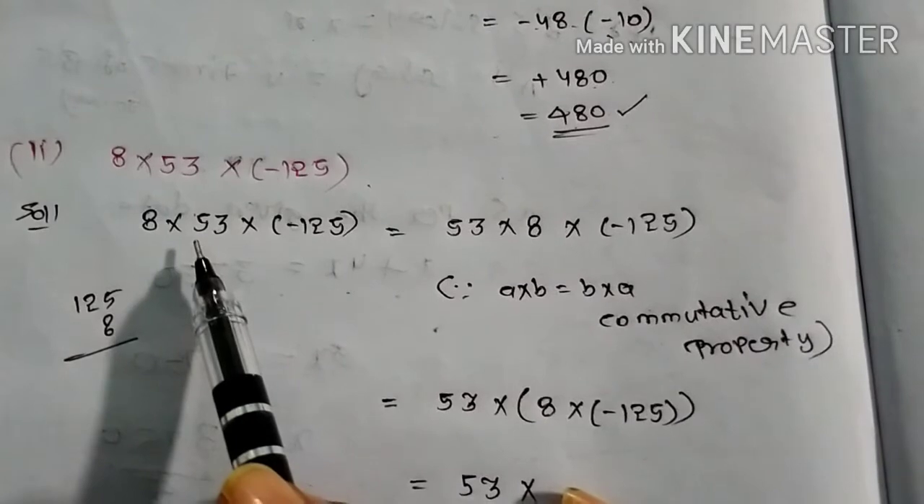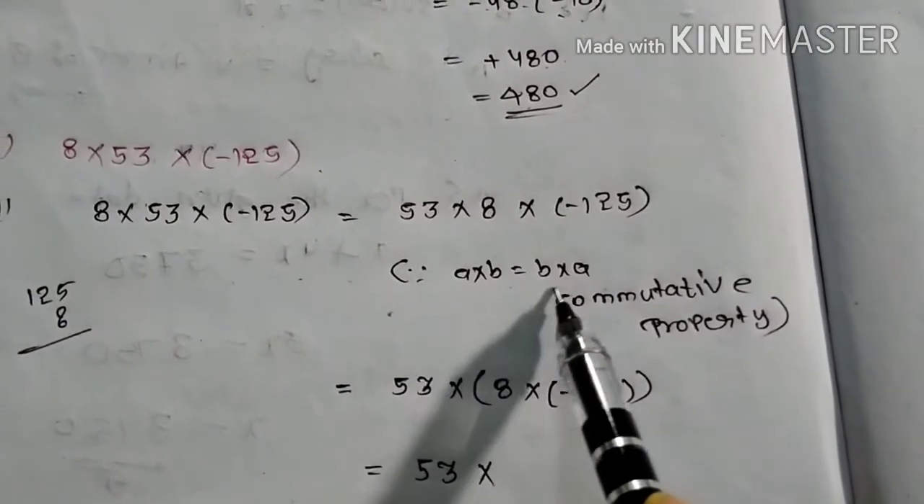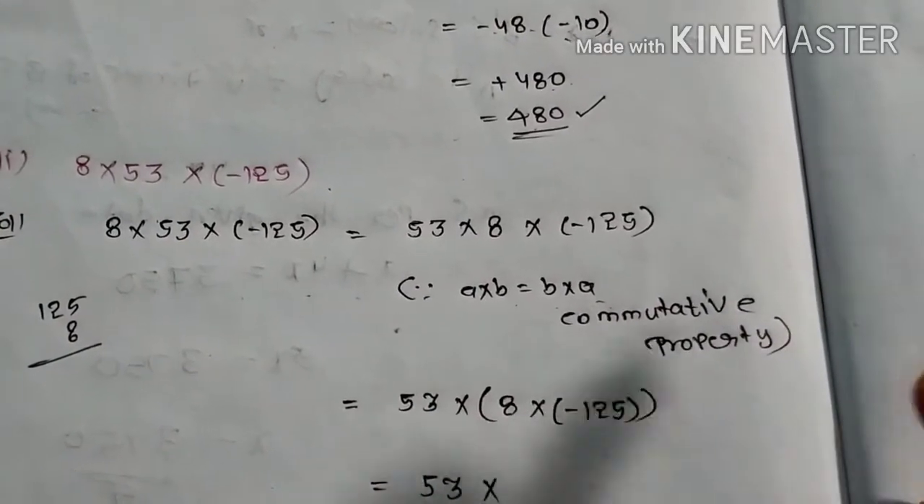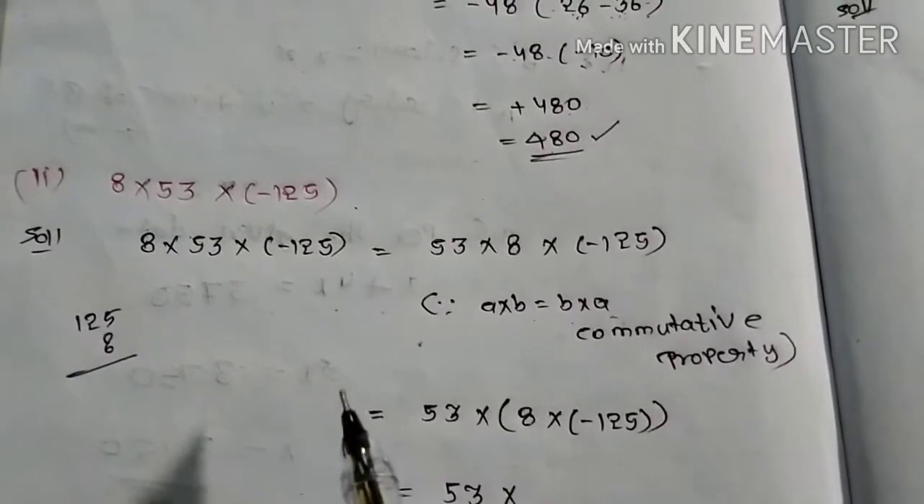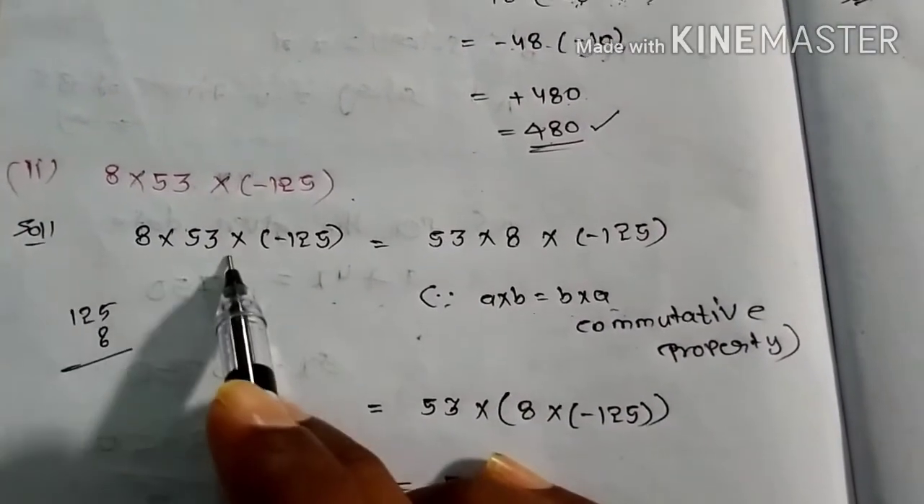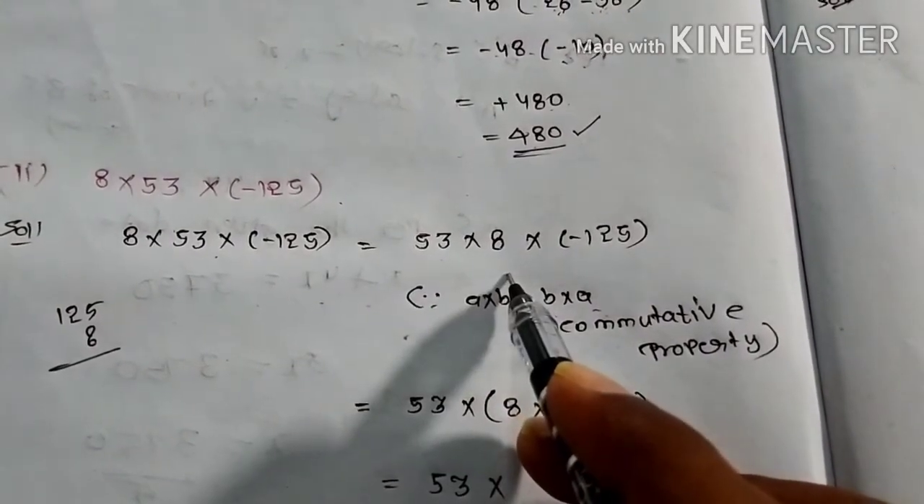You know that commutative property, yes or no? The commutative property deals with a into b is equal to b into a. I am asking you, 3 into 4, how much? 12. 4 into 3, how much? 12. That means can I write 3 into 4 is equal to 4 into 3? Yes or no? So instead of writing 8 into 53, I just changed it to 53 into 8. Is it okay? I hope you understand this one.